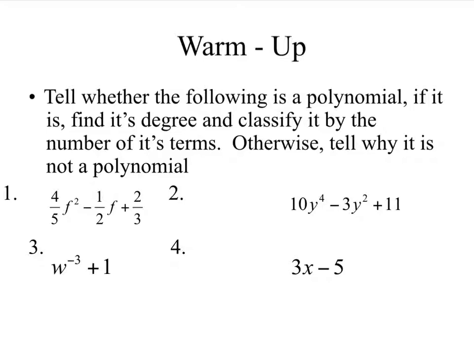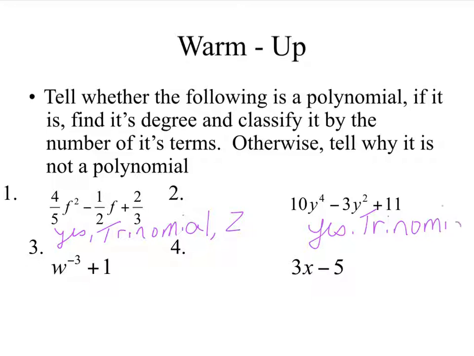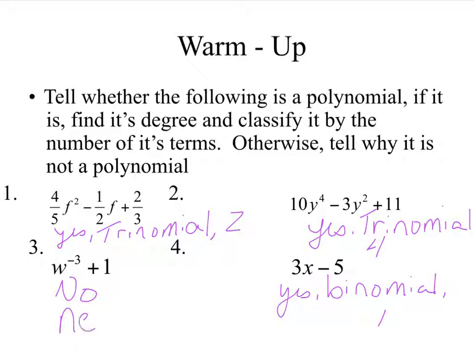So in number 1, yes, it is a polynomial. It is a trinomial. And it is of degree 2. Number 2 is yes. It is also a trinomial. And degree 4. Number 4 is yes. It is a binomial. And it is degree 1. And number 3 is no. Why? Because we can't have those negative exponents.